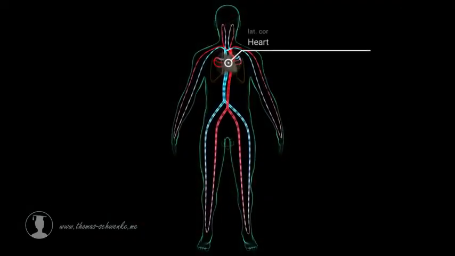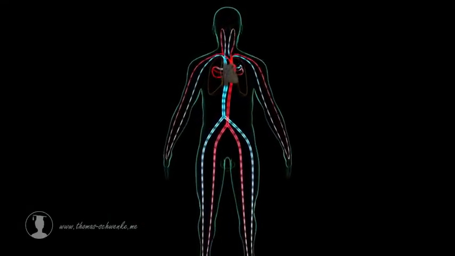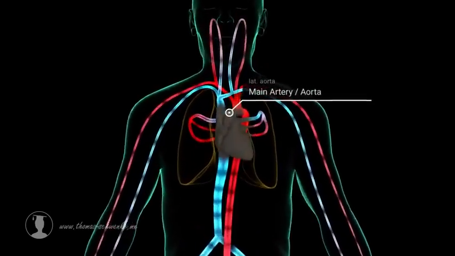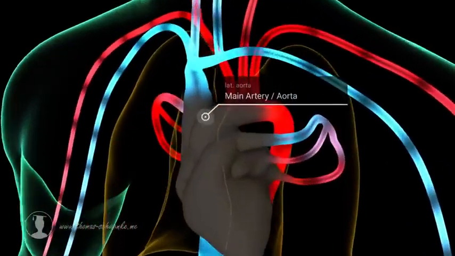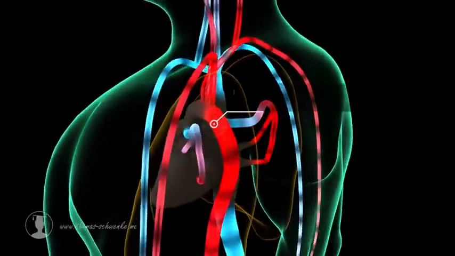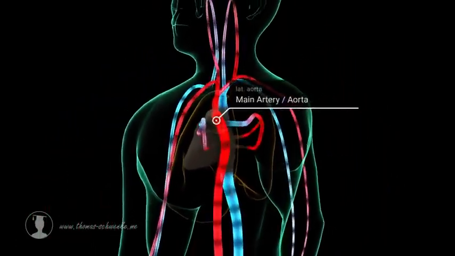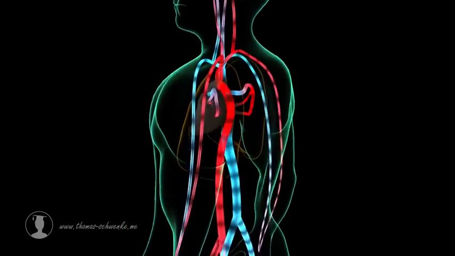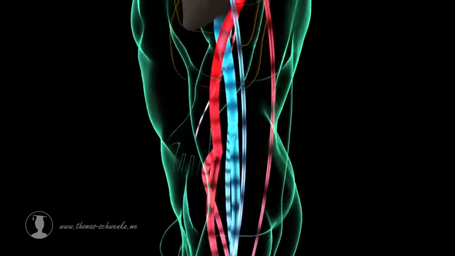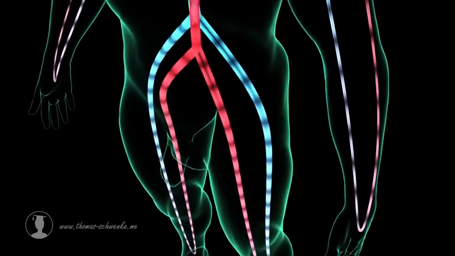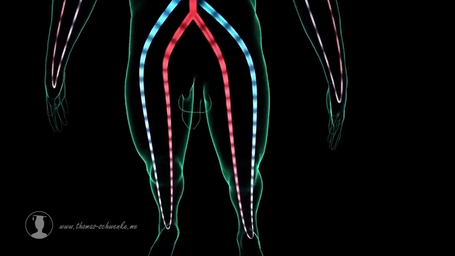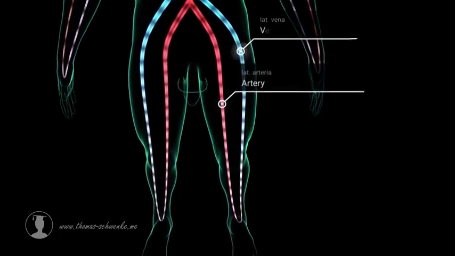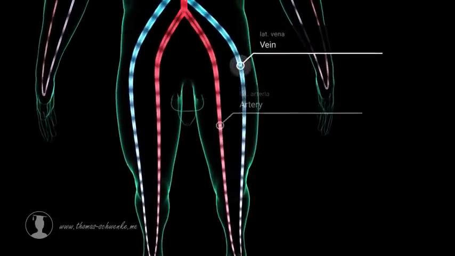In this simplified illustration, we can clearly see how the blood is pumped through the body's blood vessels. The left ventricle, just shown, supplies the entire body with oxygen-rich blood via the aorta. Head, abdomen, arms, and legs. That way, nutrients, oxygen, immune cells, waste products, and much more are transported from one place to another. The arteries transport the blood away from the heart, and the veins transport the blood towards the heart.